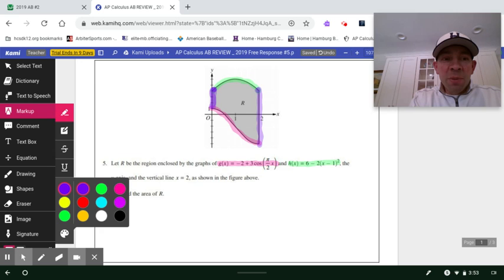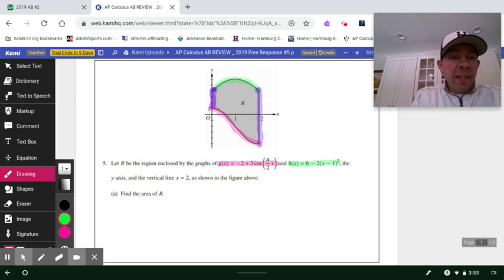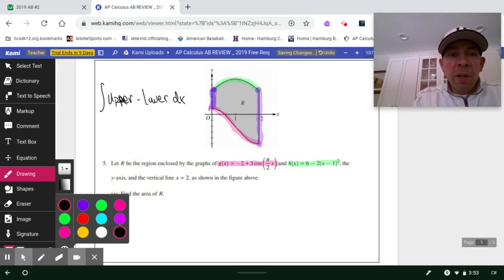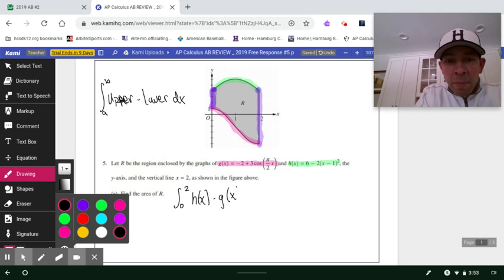So right out of the gates, we want to try to find the area of region R. And anytime we're looking for area, it's pretty nice. We're thinking it's really the upper function minus the lower function with respect to x, most likely, assuming we're going up to down. We've got bounds from x equals a to x equals b. So in this particular case, I want the integral from 0 to 2. And I want h of x, who's on top, minus g of x, who's on the bottom.